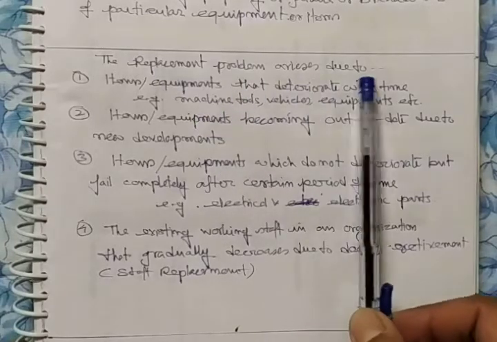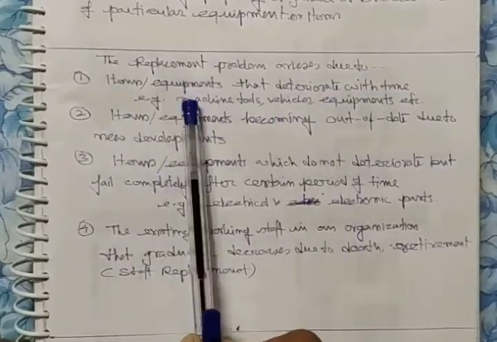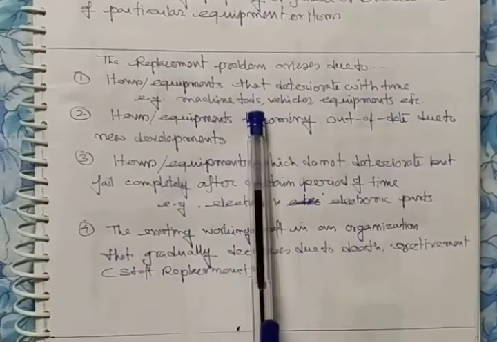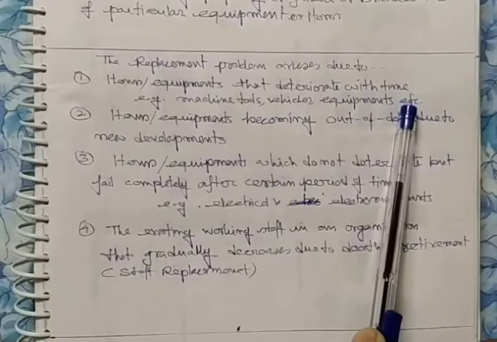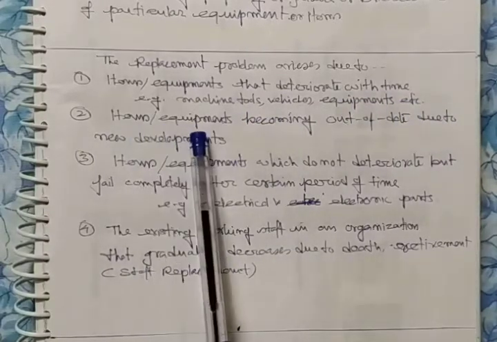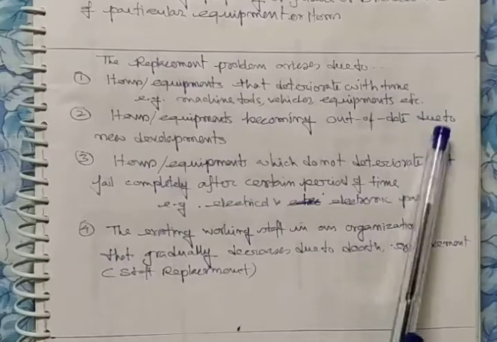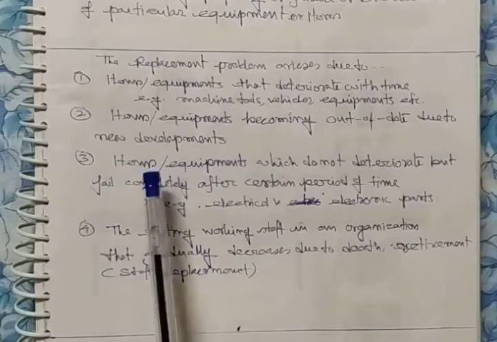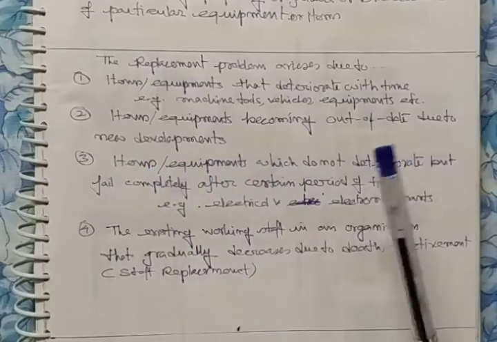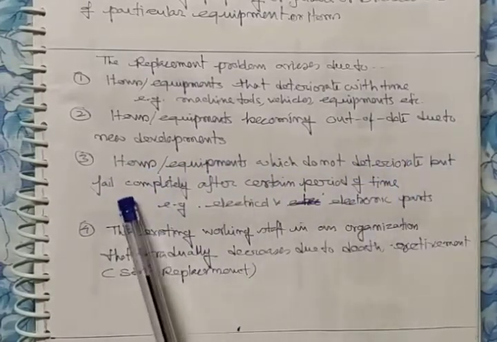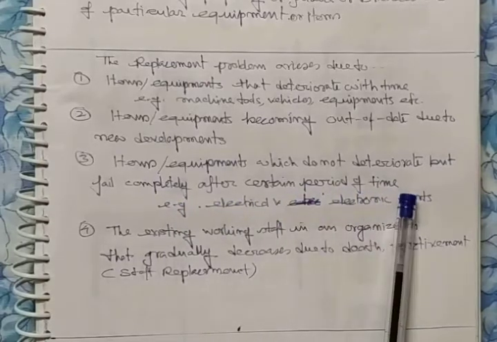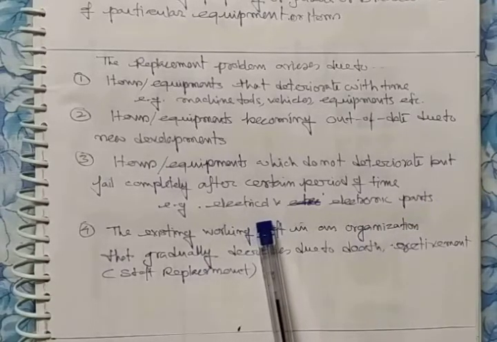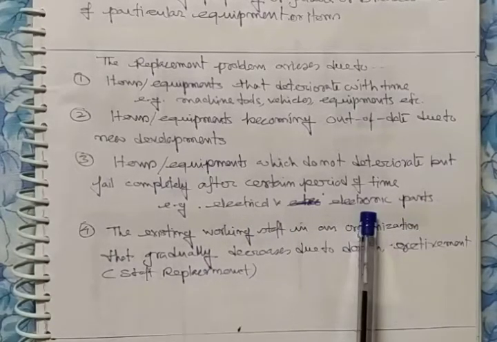Replacement problem arises due to: number 1, items or equipment that deteriorate with time, for example machine tools, vehicles, other equipment, etc. Number 2, items or equipment becoming out of date due to new development, like mobile phones. Third, items or equipment which do not deteriorate but fail completely after a certain period of time, such as electrical and electronic parts, like a bulb.